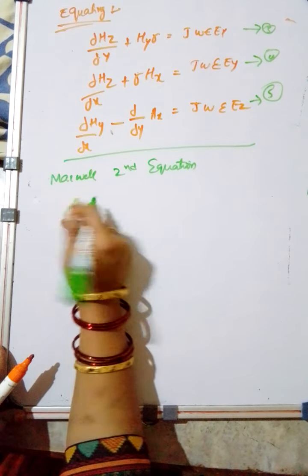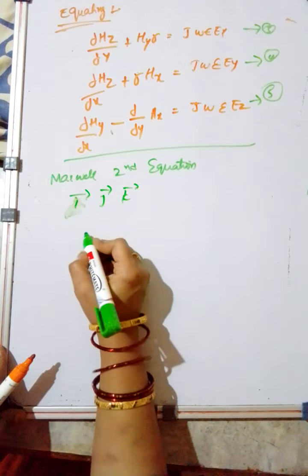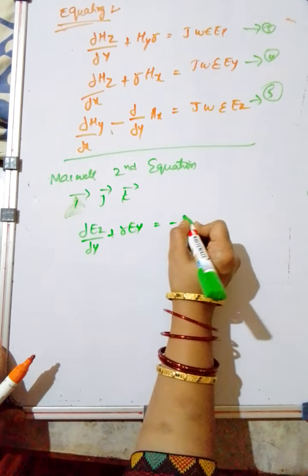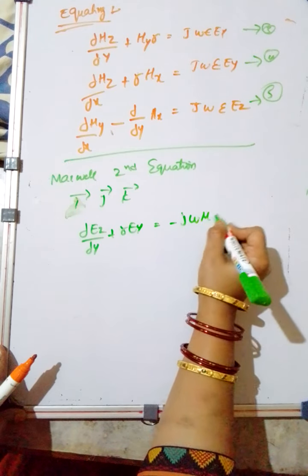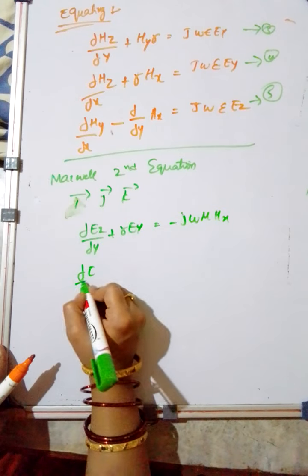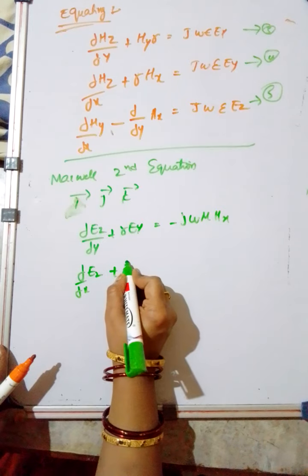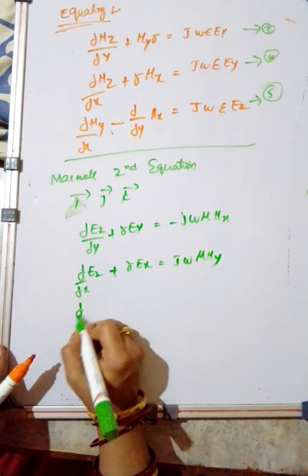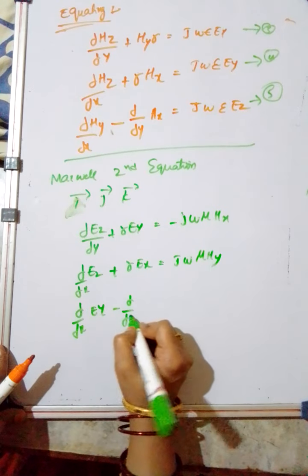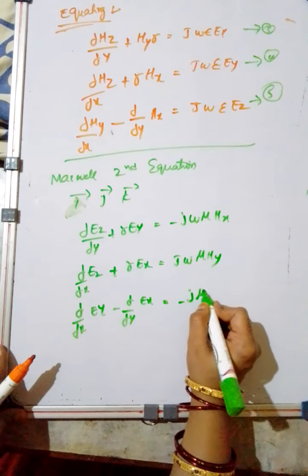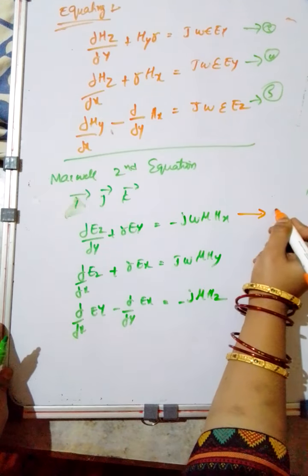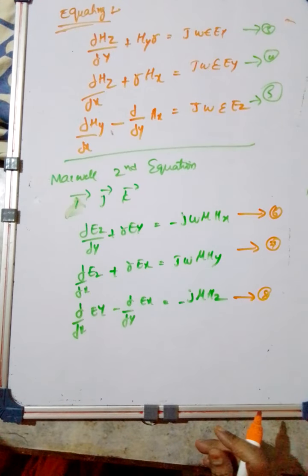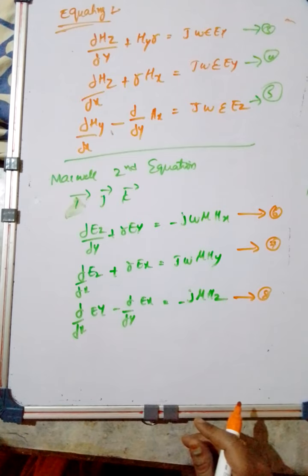Expanding the i-bar, j-bar and k-bar components: dou e_z by dou y plus r e_y is equal to minus j omega mu h_x. Dou by dou x of e_z plus r into e_x is equal to j omega mu h_y. Dou by dou x of e_y minus dou by dou y of e_x is equal to minus j omega mu h_z. These all are equations 6, 7, 8.